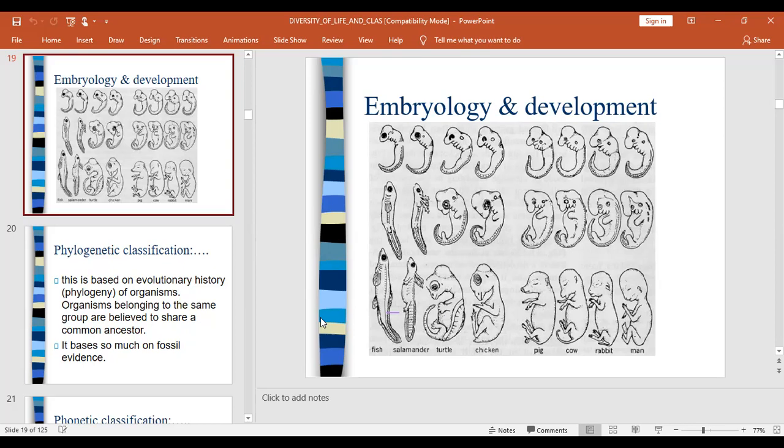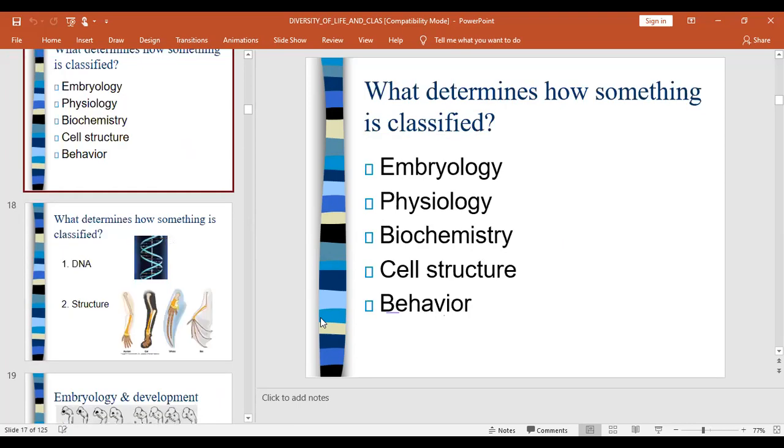Now look at those in the middle, the tortoise and then the chicken. Don't you think that they can be grouped and put in the same category? Now look at the fish, both salamander and then the fish are of the same taxa, because in their stages of development, they almost resemble one another. And therefore, that is what we call embryological classification.